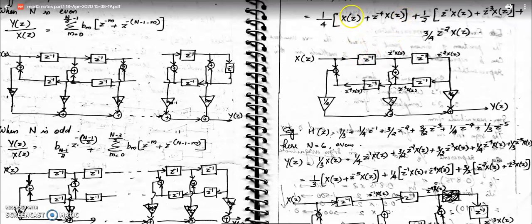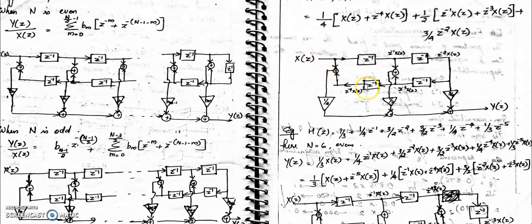Okay, so add x of z and z raised to minus 4 x of z, which will be multiplied with 1 by 4.